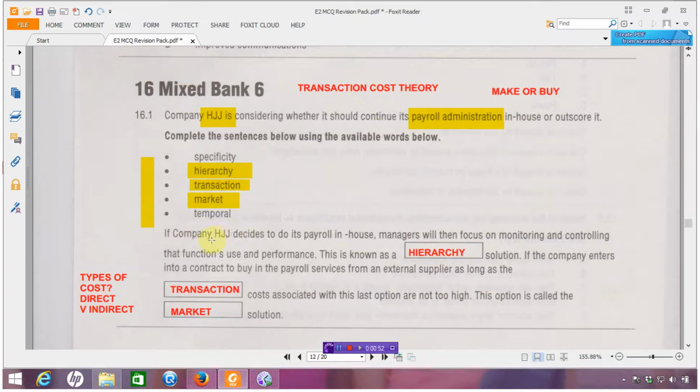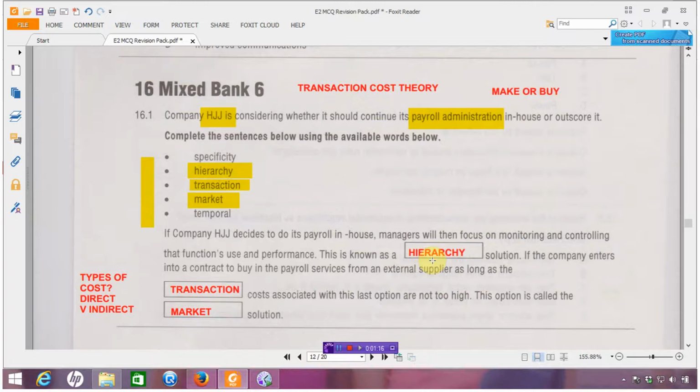So if we look at this first sentence here, they're saying that if the company decides to do it in-house, obviously management will focus on monitoring and controlling the function, its cost, use, and performance. This is known as, well, obviously it's the hierarchy solution. So that's the first solution. That's in effect the make solution under TCT theory.